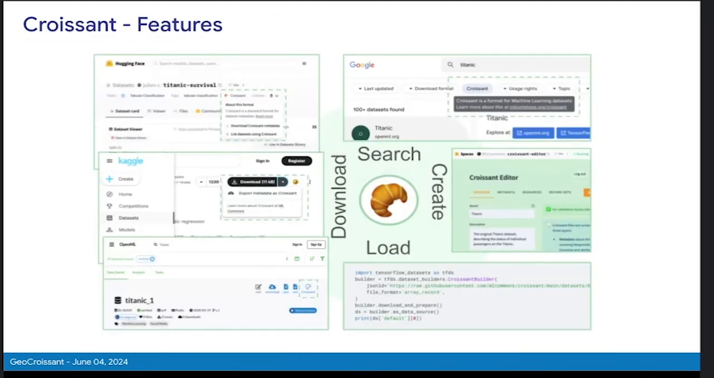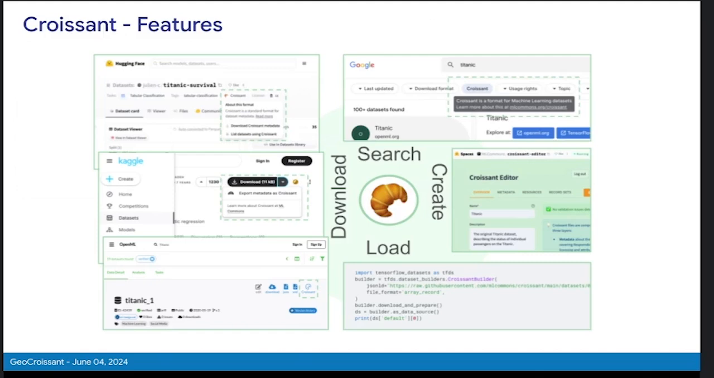As I mentioned, in terms of implementation, Croissant has these features: download, search, create, and load. On the download side, it is integrated with most of the popular machine learning repositories like OpenML, Kaggle, and Hugging Face. On the search side, it is implemented with Google Dataset Search.